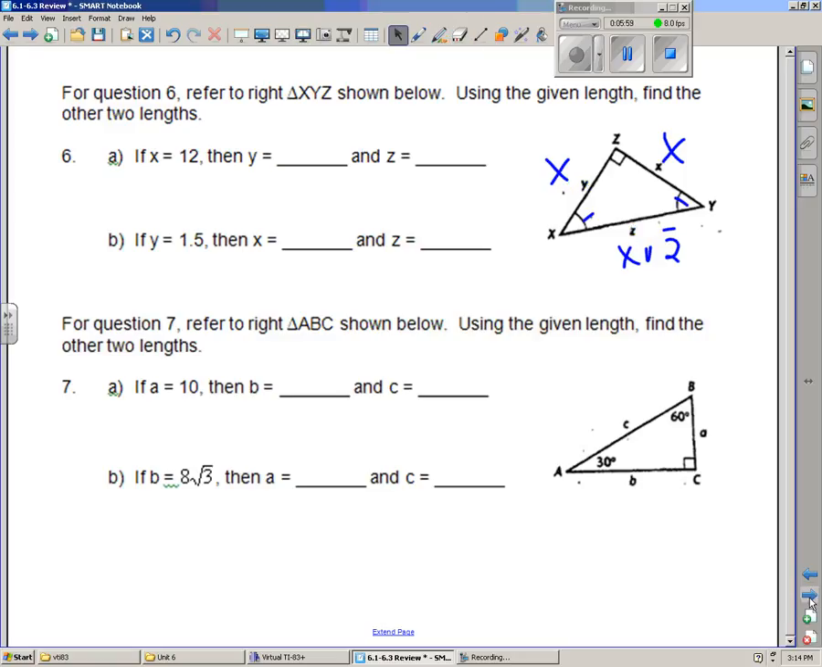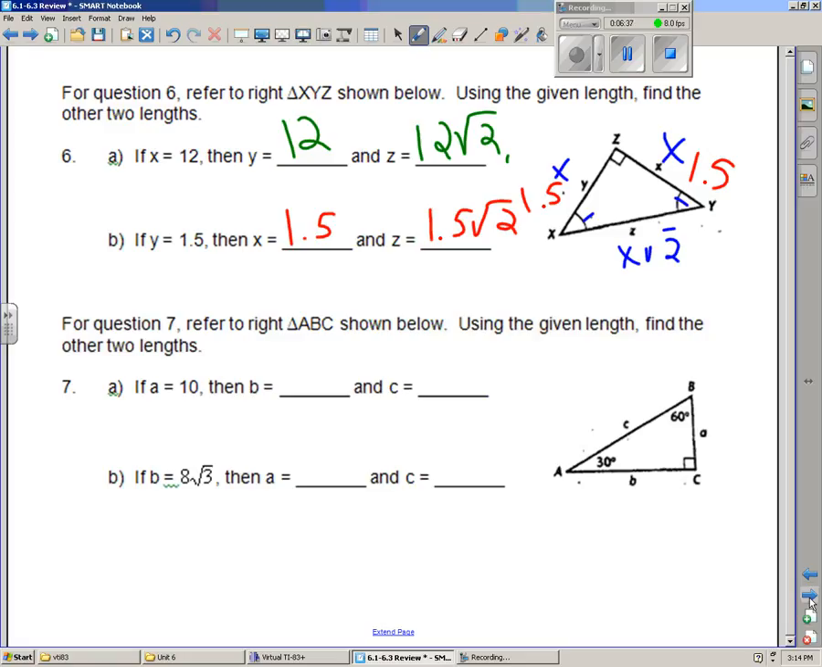Okay. So if x is 12, so if a leg is 12, then the other leg is 12, and the hypotenuse is 12 rad 2. So this becomes 12, this becomes 12 rad 2. Now they tell you y is 1.5. So if y is 1.5, that's a leg, x is 1.5, and z is 1.5 rad 2. That's it. On 7, we've got 30, 60, 90.